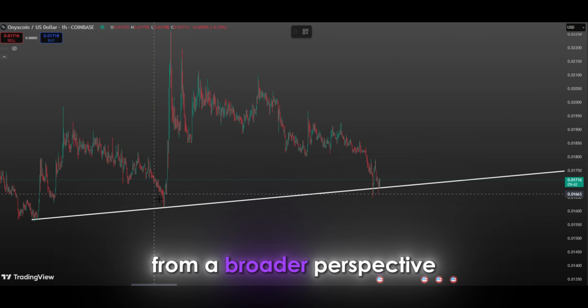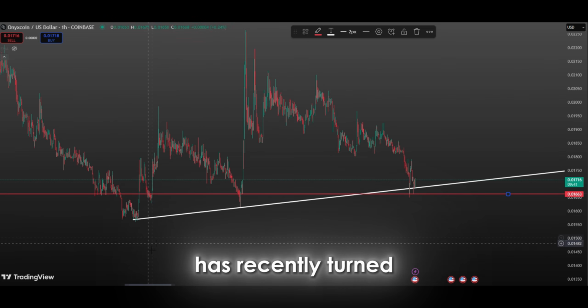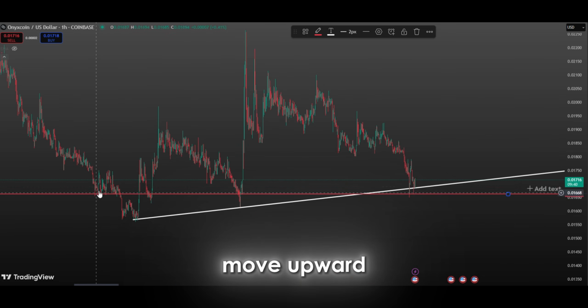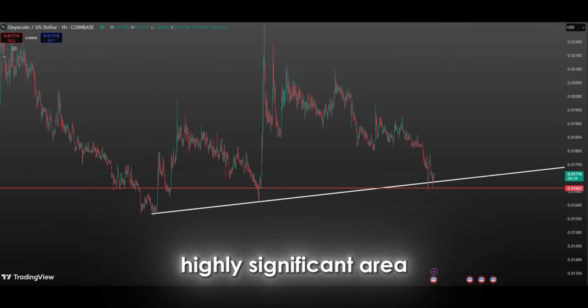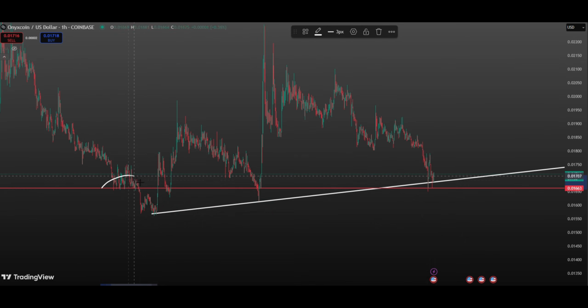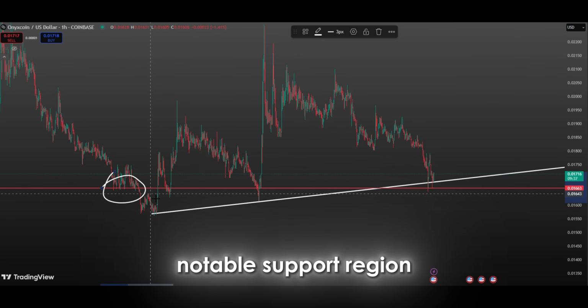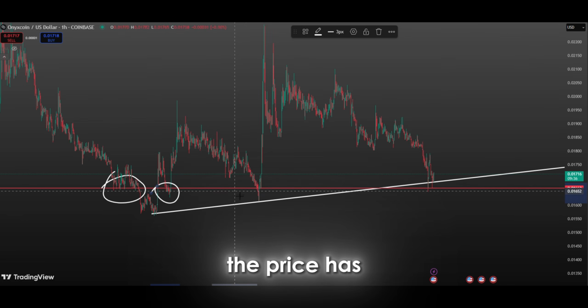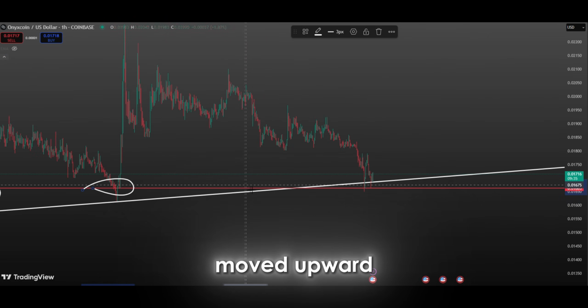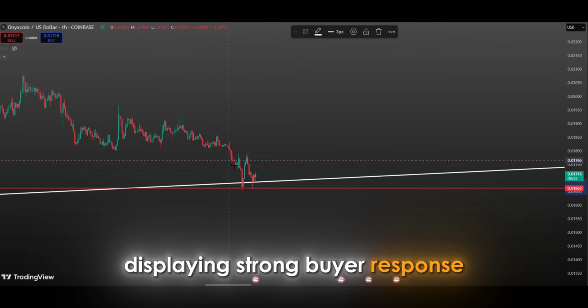From a broader perspective, the level at which the price has recently turned and started to move upward corresponds to a highly significant area in terms of technical analysis. This zone stands out as a notable support region where, in the past, the price has repeatedly reacted and moved upward, displaying strong buyer response.